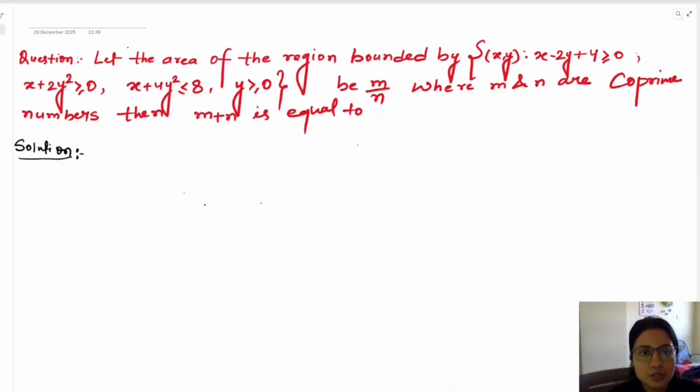So here the question says: let the area of the region bounded by the three inequalities provided over here be given as m by n, where m and n are co-prime numbers. Then find m plus n. Let's find the area first.